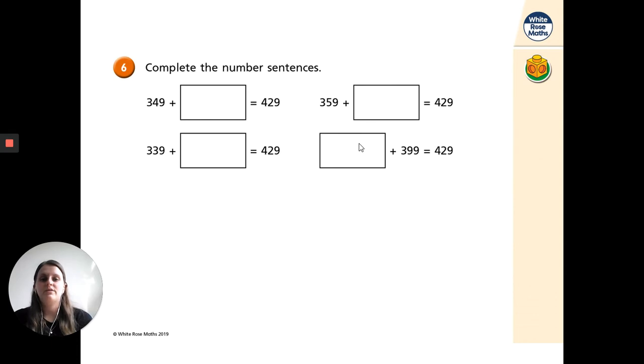So have a go at those questions, draw them, do whichever method you need to. You might have to do the inverse like we've just talked about, where you subtract instead.